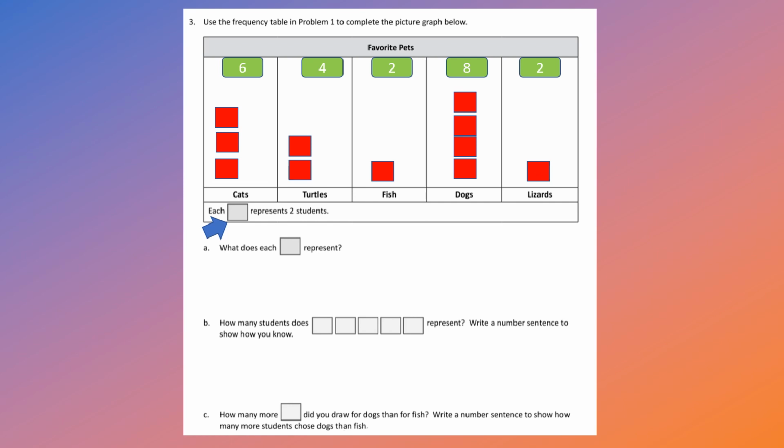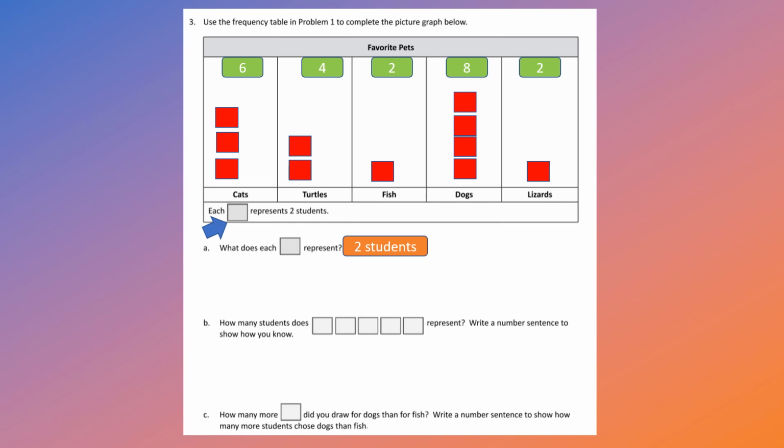I can go ahead and answer questions A, B, and C below. Now, question A says, what does each square represent? Well, according to my key, each square represents 2 students. So for my answer, I'm going to write 2 students.